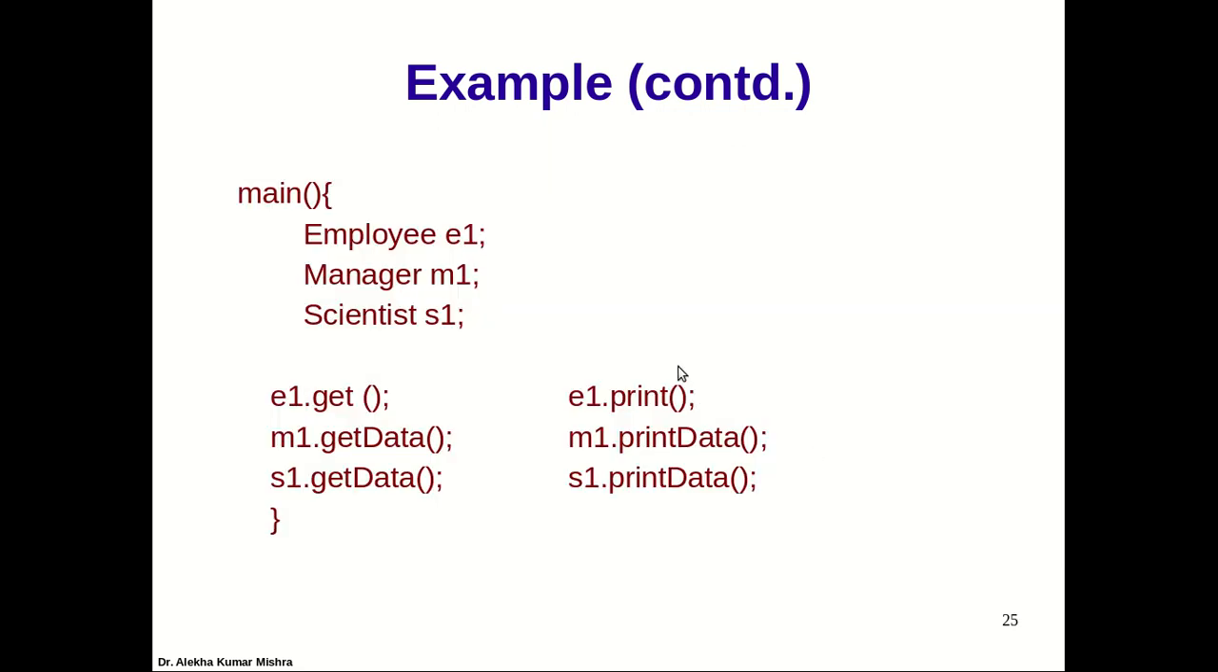Okay, so what do we do here? We create an employee E1, manager M1, scientist S1. No more do we have to invoke the get and print function for the employee separately, because these data are protected. So for employee only we use E1.get, E1.print to print only employee class data, but for M1 we can get all the data members, including the data members of the employee, using this function. Also we can print them. Similarly for scientist, you can take all the data members, the base class data members as well as derived class members, using get data and print data. Let us see this example.